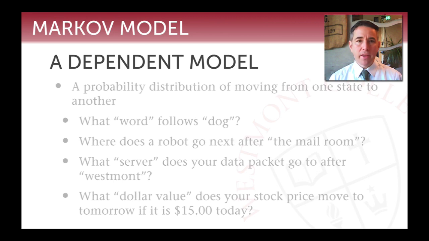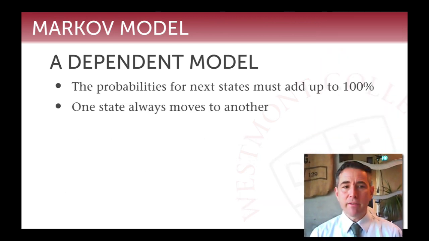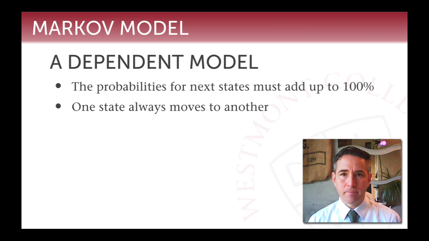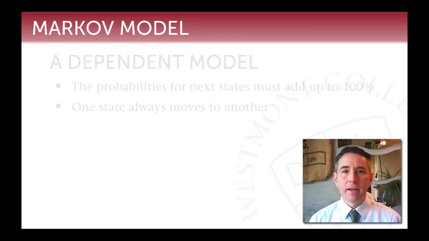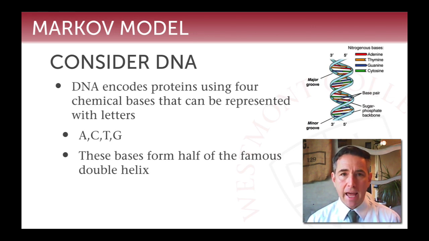Okay, so we know that the next state, given any previous state in our probability distribution, all the next states have to add up to 100%. One state always moves to another. So for today's workshop activity, what I would like you to do is apply this to a particular domain. And the domain that we're going to think about is DNA.